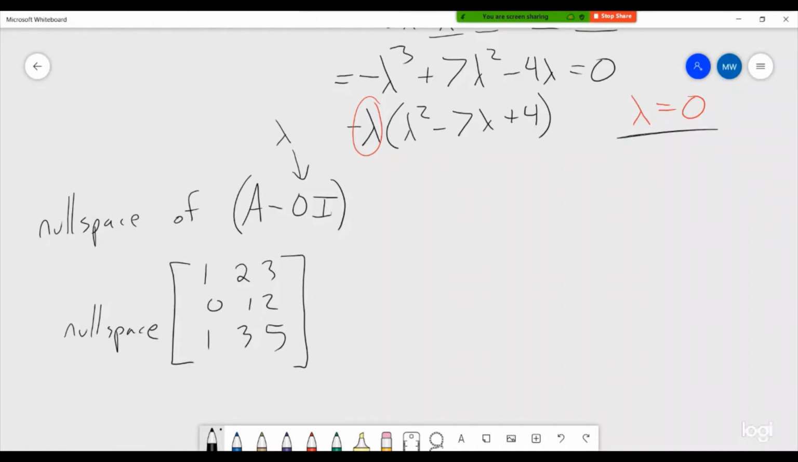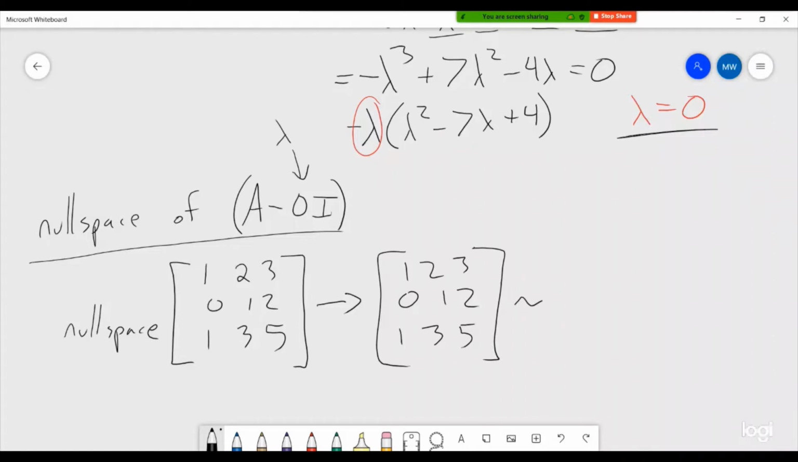So we found one lambda was lambda equals 0. And so plugging that in, we're now trying to figure out what's the eigenvector or eigenvectors that correspond to that eigenvalue. So we are looking for the null space of A minus lambda I. So we can find the null space by row reducing the matrix. So we can start with 1, 2, 3, 0, 1, 2, 1, 3, 5. Well, that row reduces to 1, 2, 3, 0, 1, 2, 0, 0, 0.